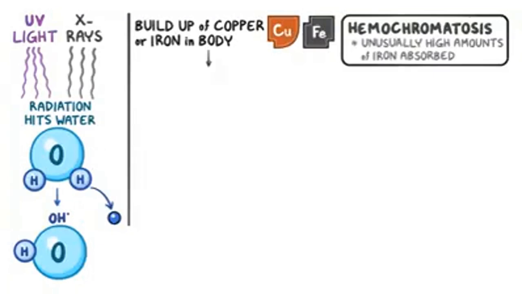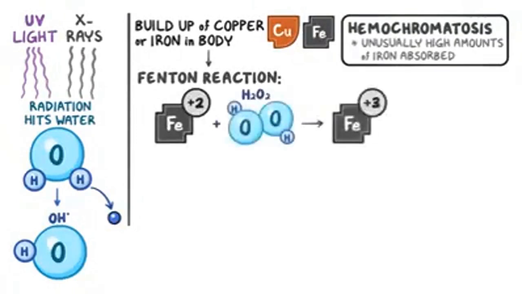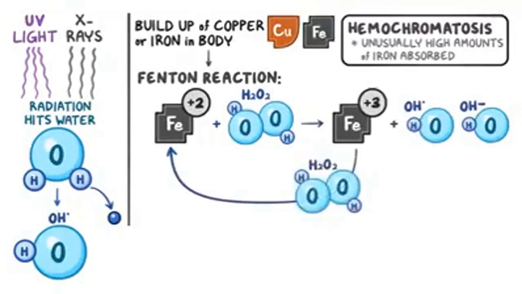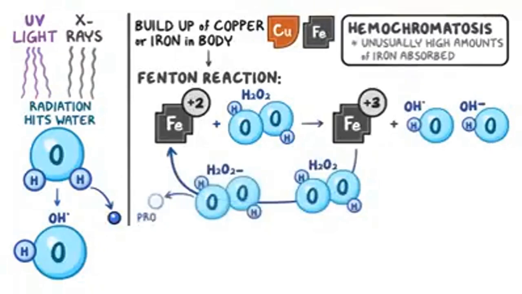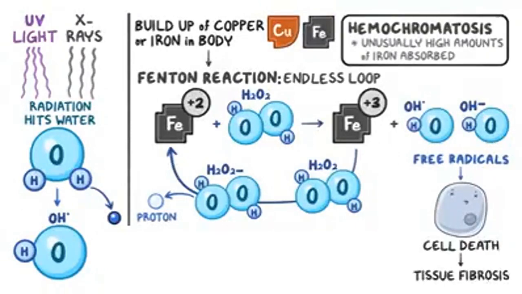All this extra iron undergoes the Fenton reaction, where molecules of iron 2+ are oxidized by hydrogen peroxide, producing iron 3+ and the hydroxyl radical and hydroxide ion as byproducts. Now iron 3+ can be reduced back to iron 2+ via hydrogen peroxide again, creating a peroxide radical and a proton. And then the cycle repeats, like an endless loop. So over time, free radicals formed as a result of the Fenton reaction slowly damage cells in various organs, and that can cause cell death and then lead to tissue fibrosis.